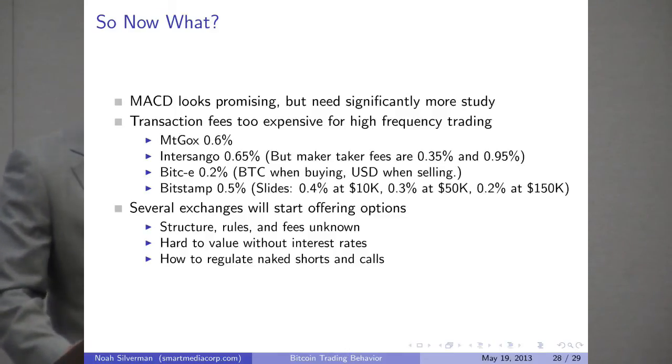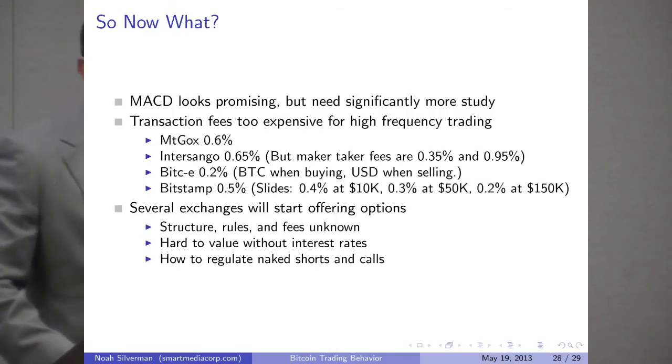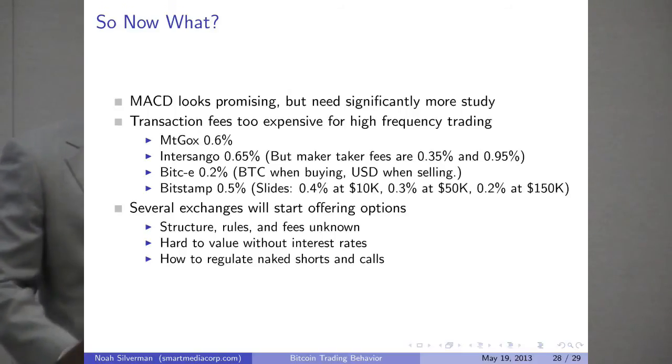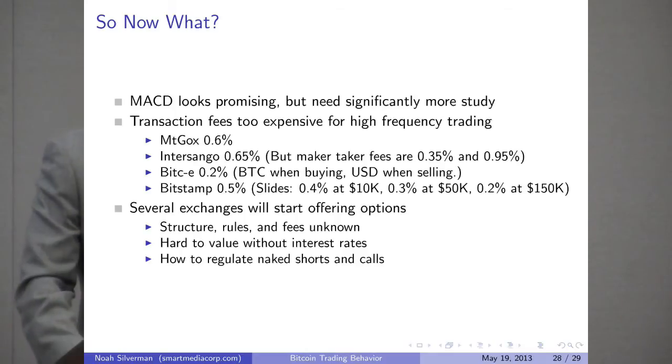The other problem is transaction fees, and it's a little bit of a pet peeve of mine. They're too high right now. If you buy something, it's considered a round trip because you have to buy it and then you have to sell it to make a profit. MountGox at their basic level, it's 0.6% to buy, and then it's another 0.6% to sell, so it's 1.2% round trip. Well, if Bitcoin's trading at $100, that's $1.20 is what you're paying for each Bitcoin.